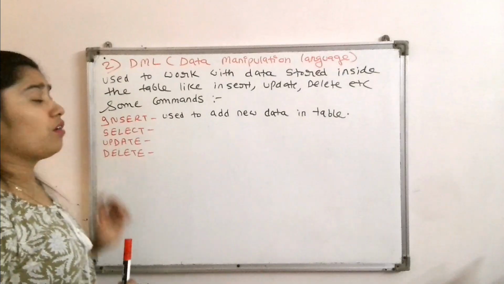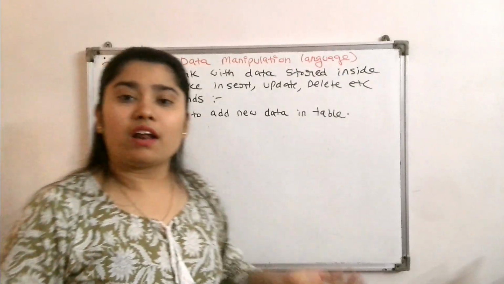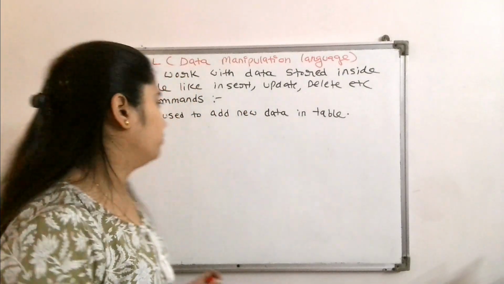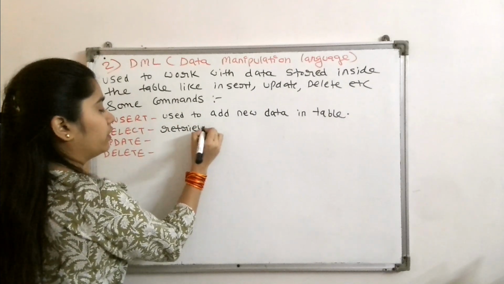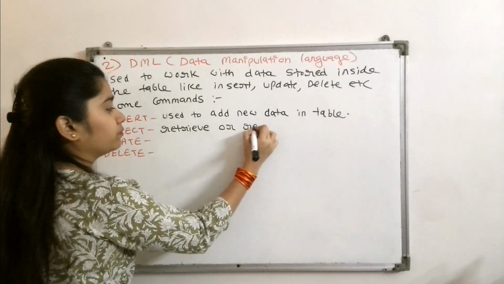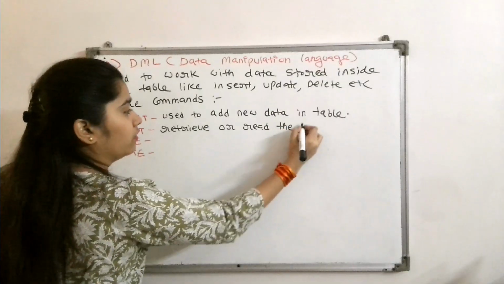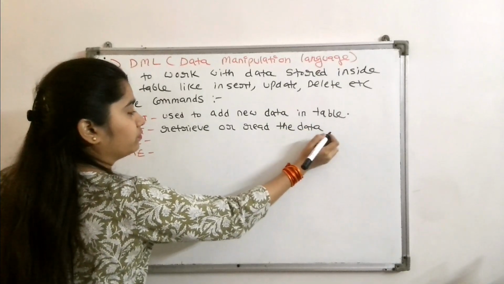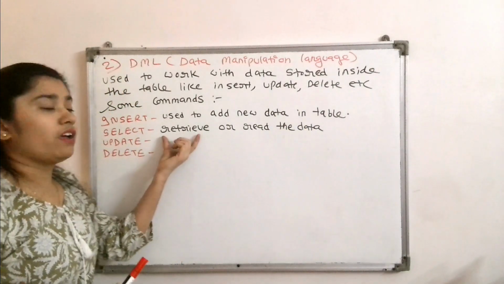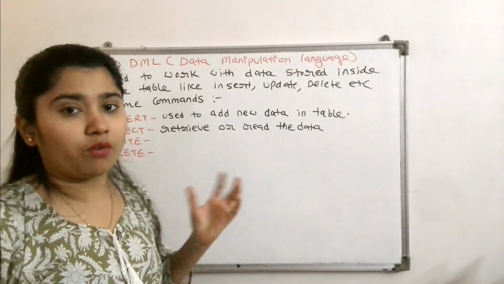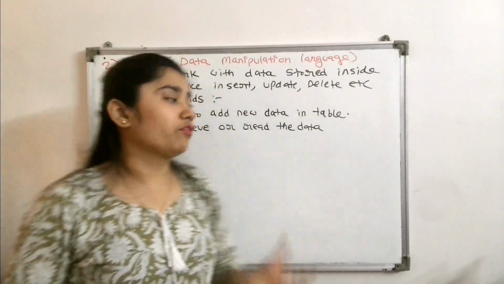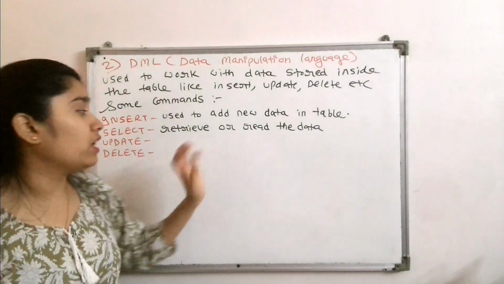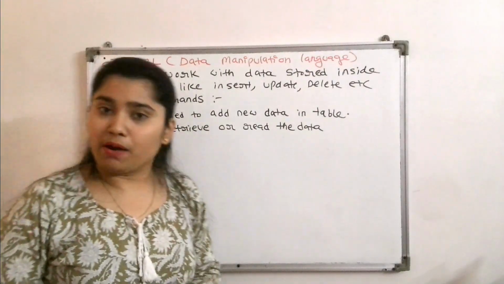Now the second command is select. Select means to retrieve or read the data. What is the meaning of retrieve? Retrieve means to access the stored information. Whatever information is stored inside the table, if we want to access or read that information, then we use the select command.